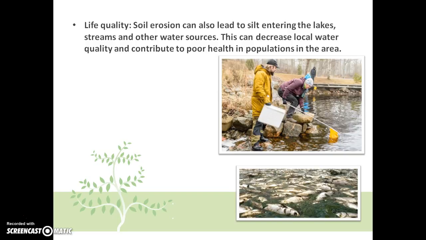In addition, it also affects quality of life. Soil erosion can also lead to silt entering the lakes, streams and other water sources. This can decrease local water quality and contribute to poor health in the population in the area.